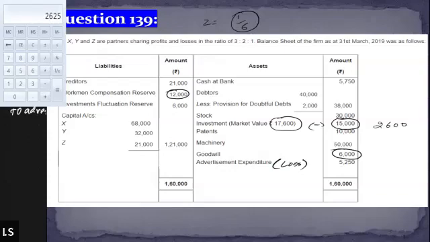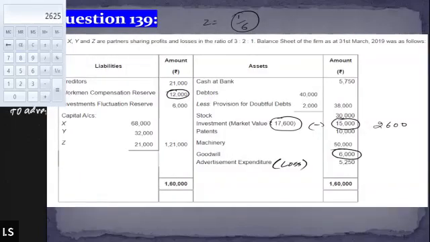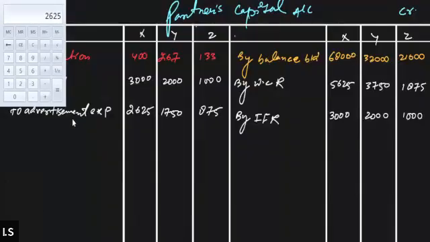Investment question. One of the adjustments in the question says that Z took over the investment at the market value. That means Z's account needs to be debited by 17,600. Is this point clear? So we'll write down "To investment". Z's account needs to be debited, so 17,600 will be debited to Z's account.